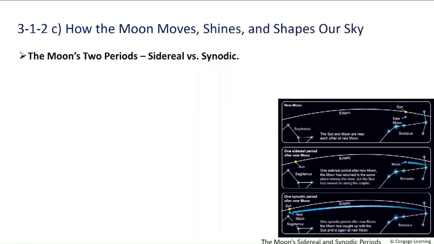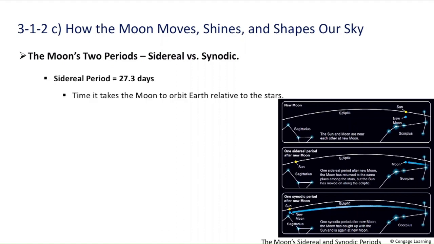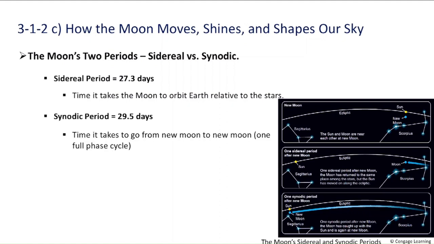So let's imagine we are watching the stars every night and tracking the moon against them. It takes 27.3 days for the moon to come back to the same spot among the stars. That's called the sidereal period. So try to picture this like the moon making a lap around a running track, but using stars as the lane markers. Now what about the cycle of the moon's phases?